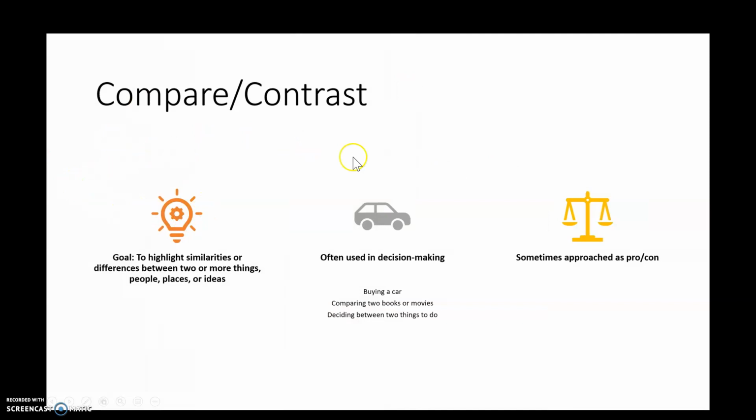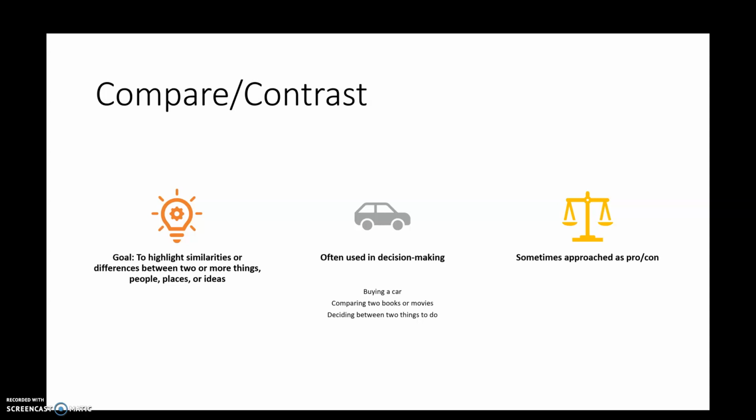Compare contrast, we will do this one as well, is to highlight similarities and differences between two or more things, people, places, or ideas. And we're going to focus on doing a compare contrast paragraph and a compare contrast essay at some point in this class, but you will actually use the techniques for compare and contrast in pretty much any type of essay you use, any type of writing you do.